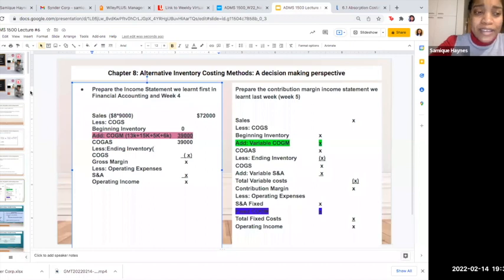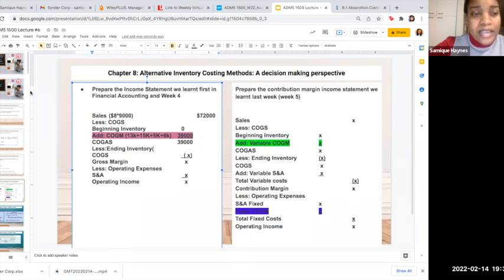Okay, now our ending inventory. This is the tricky part. How do we find that? Now the question tells us that there's 1,000 remaining in ending inventory, 1,000 units of finished goods. But how much is that cost? What cost does that absorb? How would we find out the cost of 1,000 units of ending inventory? We only know the units, but what's the cost?